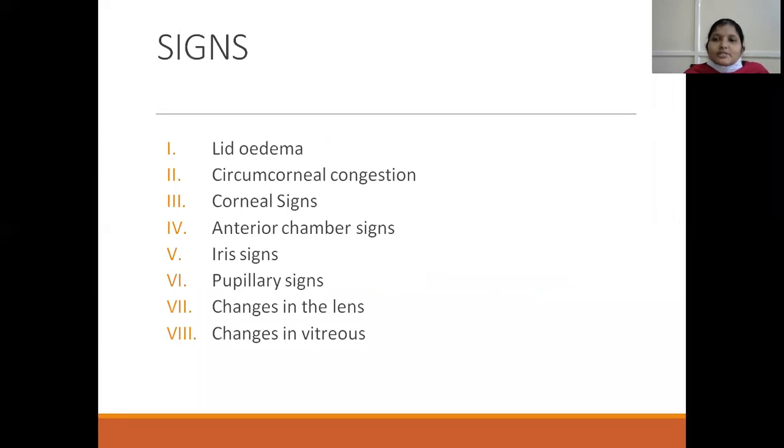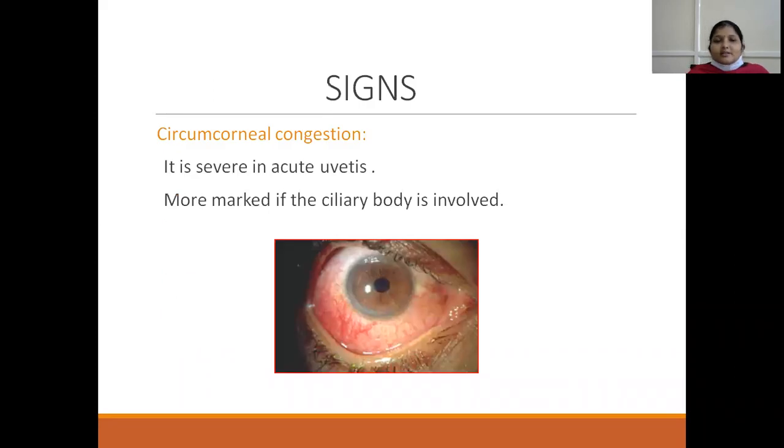Next, coming to signs. So what are the signs we examine in the patient when a patient comes with uveitis? So from anterior to posterior, so first we see lid edema, and next comes in the conjunctiva we can see circumcorneal congestion. And there are various corneal signs, anterior chamber signs, iris signs, pupillary signs, and vitreous as well as retinal signs. So first is circumcorneal congestion.